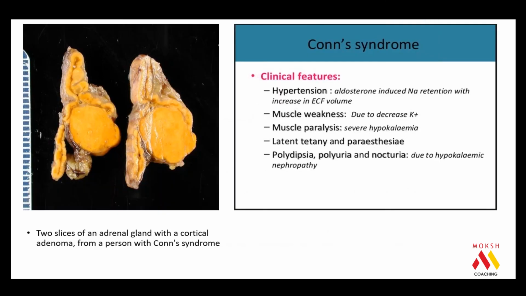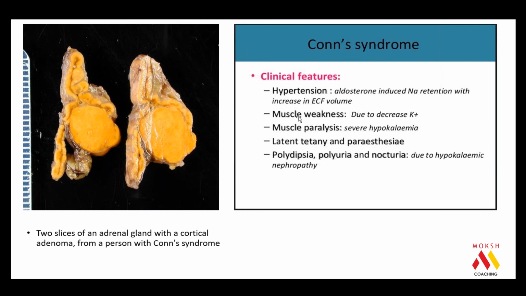When you look at the disease, it's Conn syndrome. Typically, when you go to the gross lab, you'll see this very pigmented lesion, which is an adenoma. It's very orange, very vascular as well. And typically, the features of Conn syndrome include hypertension.